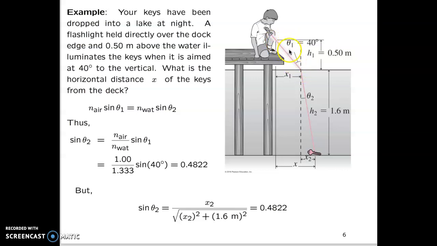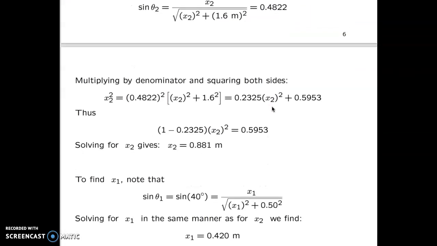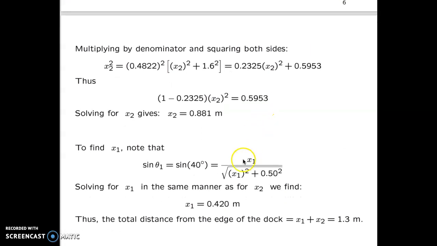Once again, you could say that the sine of this angle theta 1, which is 40 degrees, is equal to x1, this side of the triangle, divided by the hypotenuse. And once again, we'll use the Pythagorean theorem to calculate the hypotenuse. So it'll be the square root of the sum of the square of x1 and the square of 0.5 meters.